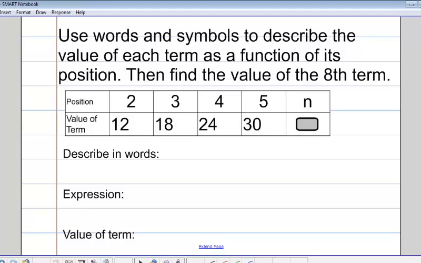So remember, look at the position number. How do you get from 2 to 12? That's what you're going to be using. So you can describe it in words, write the expression, and then tell me the value of that 8th term.